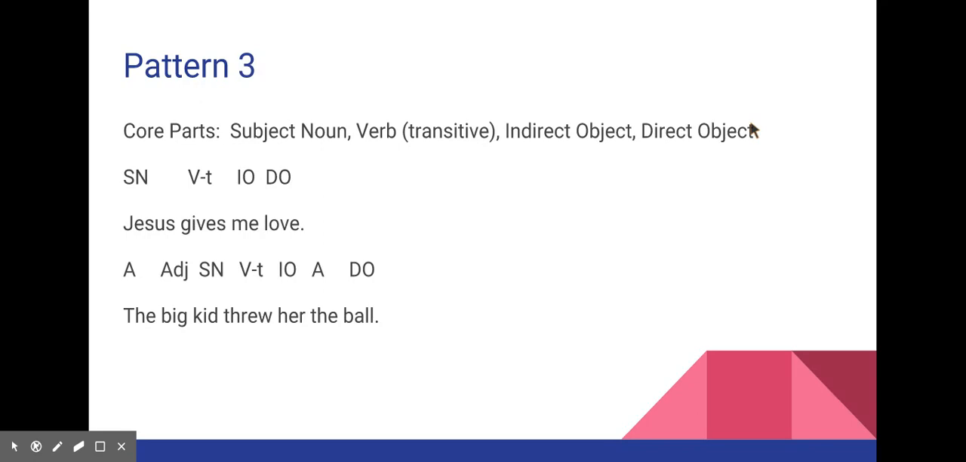A pattern 3 adds in the indirect object. Now remember, the indirect object comes before the direct object. Remember in the video I talked about how the indirect object is the birthday kid and the direct object is the present.